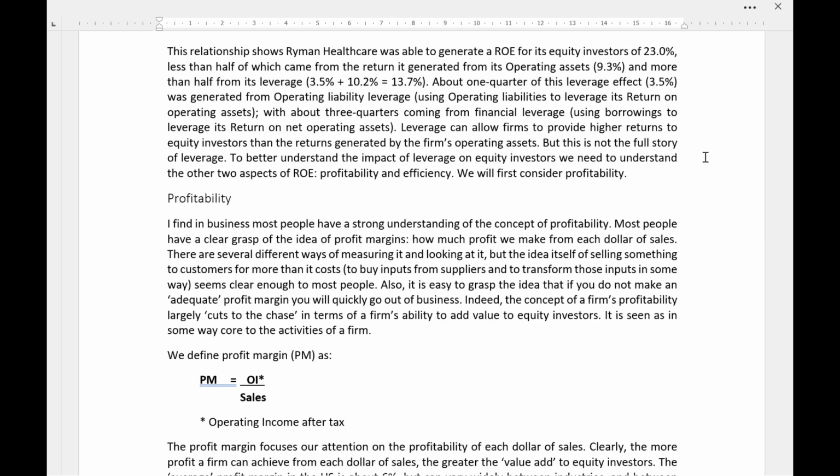To better understand the impact of leverage on equity investors, we need to understand the other two aspects of return on equity: profitability and efficiency. We will first consider profitability.